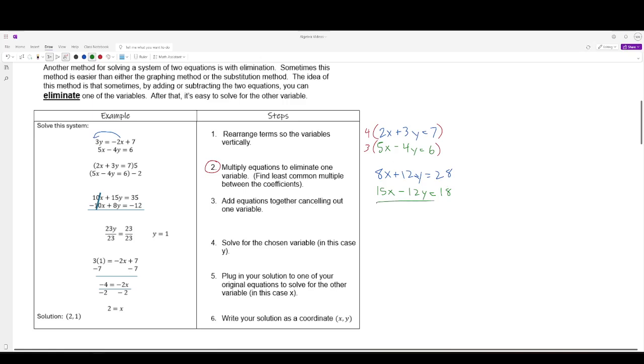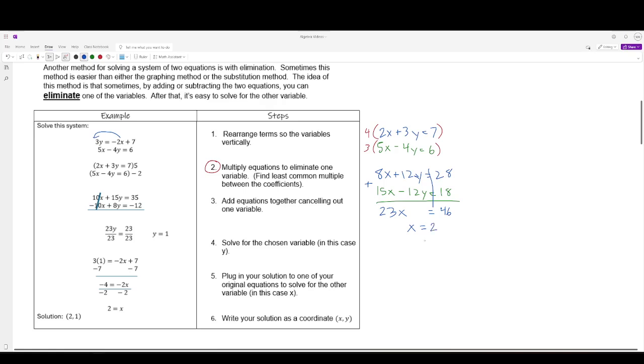Then we add the two equations together. So I add 15x minus 12y on the left and add 18 on the right, so everything stays nice and balanced. So on the left, I get 23x. 12y minus 12y cancels out. I get no y's, and that's the entire idea here. And then on the right, 28 plus 18 is equal to 46. So I divide by 23 and find that x is equal to 2.